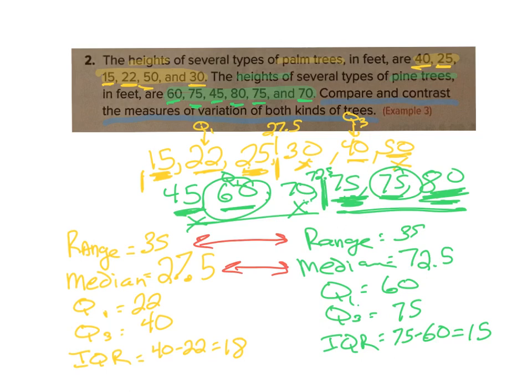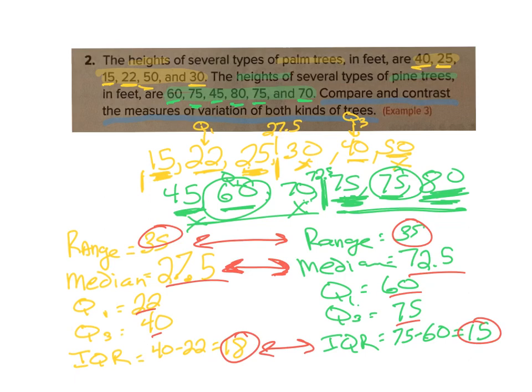So what this tells me is the range of the tallest to the shortest trees is about the same when you're talking about palm trees and about the same when you're talking about pine trees. But pine trees are much taller. 72.5 compared to 27, 60 compared to 22, 75 compared to 40. So much taller. But again, the interquartile range, 18 and 15, is similar.